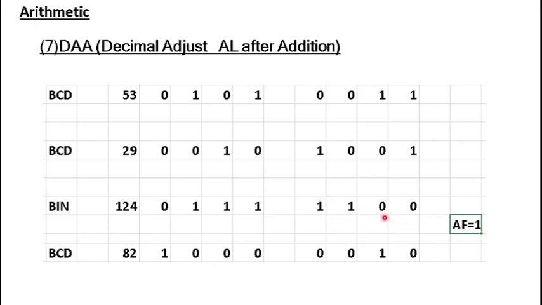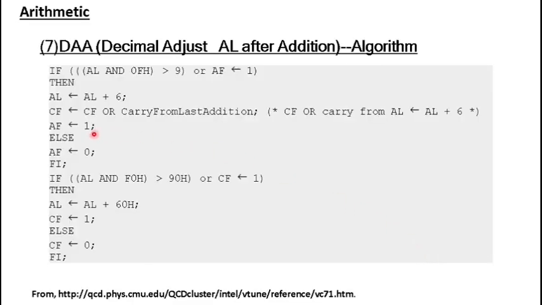So here we will have 1 1. When we add, we will have an overflow from here. So that overflow has to be represented, and that is represented by AF equal to 1. Okay, and we will be left with this one, that is 2. So that happens over here, and then we need to check the highest nibble.